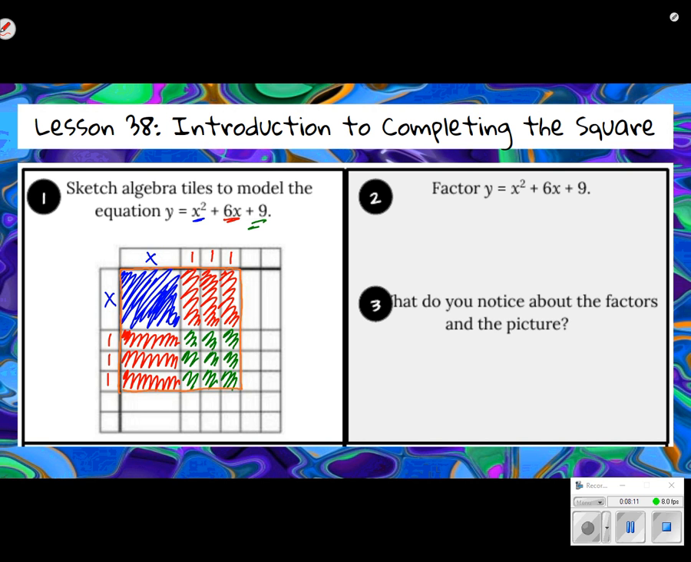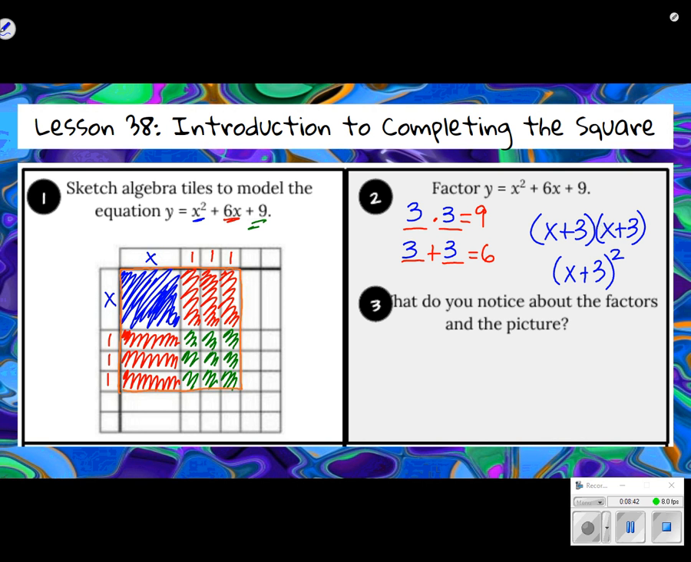All right, let's look at number 2. Let's say we were going to factor this. So we would have 2 numbers that multiply to give us 9, add to give us 6. Okay, so what are 2 numbers that multiply to give you 9, add to give you 6? 3 and 3. So that would mean I have x plus 3 and x plus 3. And what do you notice about my parentheses? They're the same. So I can write this as x plus 3 squared, right?